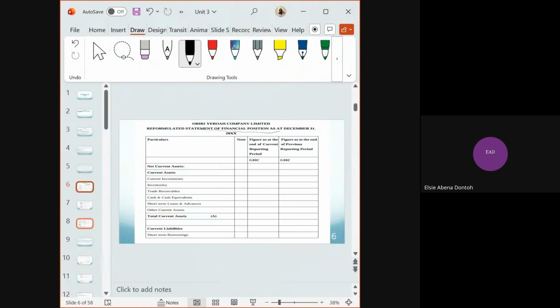And as we've said over and over again, this is not to manipulate the statements of financial position, but to arrange it in a way that is clearer and more understandable to the various stakeholders of the organization.